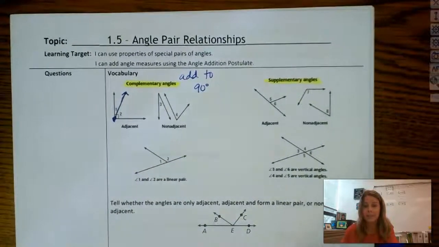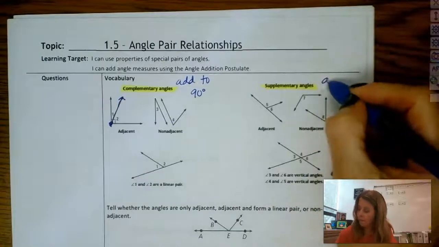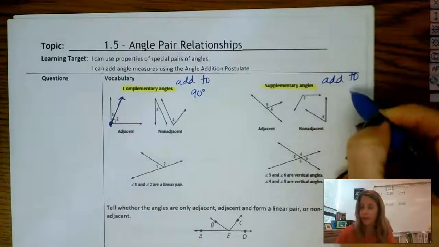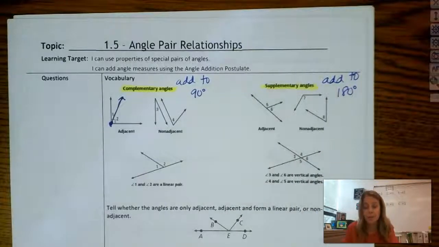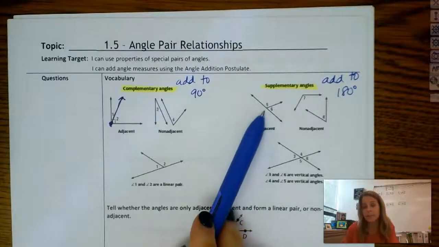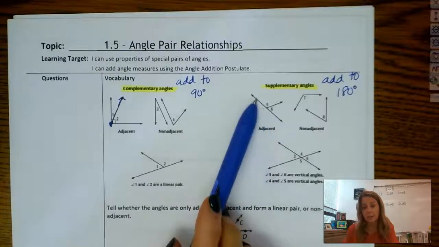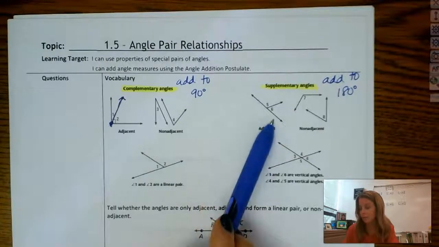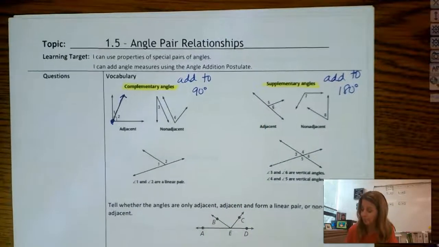Supplementary is identical, except they don't add to 90, they add up to 180. Add to 180. So again, they can be adjacent or non-adjacent, right next to each other or not. Notice on supplementary, if they are adjacent, the other side of the angle forms a straight line. Straight angles add up to 180, so this is a straight angle.